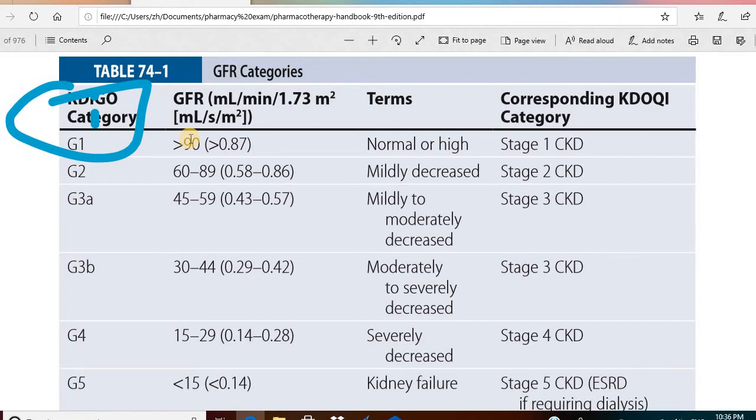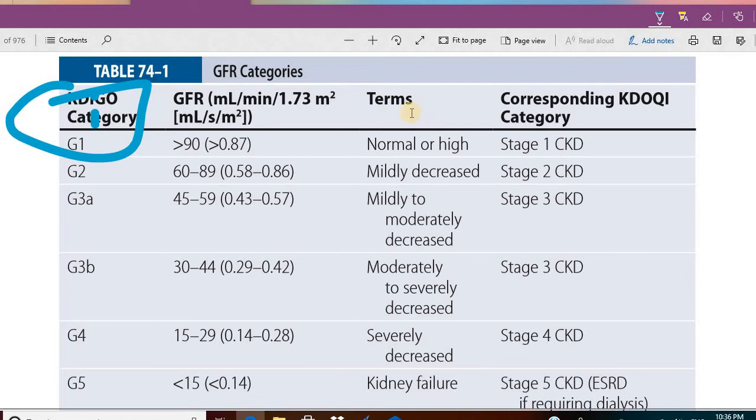If the GFR level is high, you have to learn the basic point that the GFR should be between 90 and 15. It's a range. If it is greater than or up to 90, then it's the G1 category, or if it's less than 15, then the G5 category. So see, it's normal and stage 1.